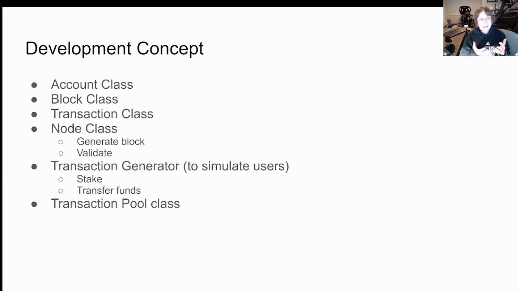Now, here's my concept. We're going to have an account class, a block class, a transaction class, a node class that's going to generate blocks and validate them, and a transaction generator to simulate users, and that's going to stake and transfer funds. We're going to need some kind of transfer pool class. This is my concept. As we work on it, things might change.